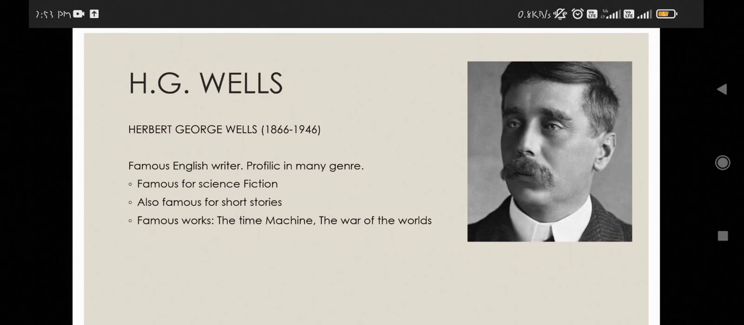He was a famous English writer, and he was prolific in many genres. He was mainly known for his science fiction works. Some of his famous works are The Time Machine, The First Man on the Moon, The Invisible Man, etc.